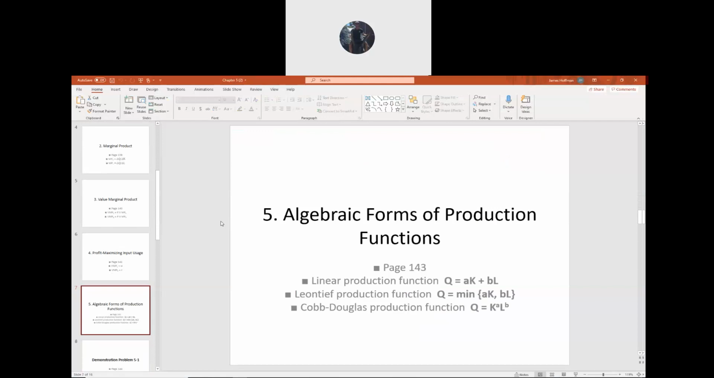All right. So next thing, we're gonna look at some actual numeric or algebraic forms of different production functions, and see if we can apply some of the concepts we learned here. All right, everybody good so far?